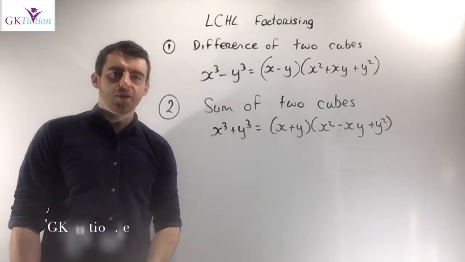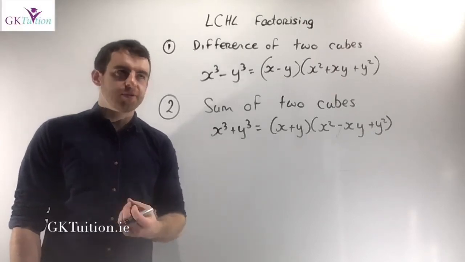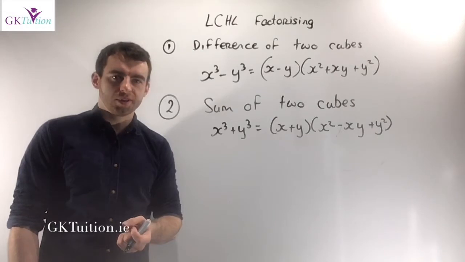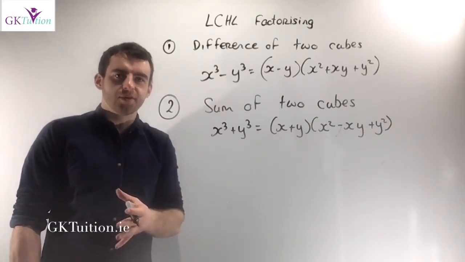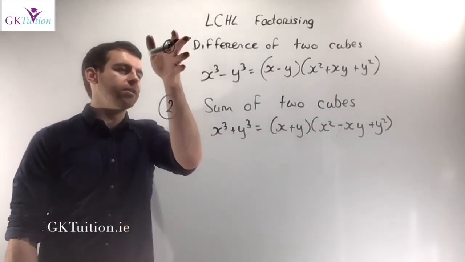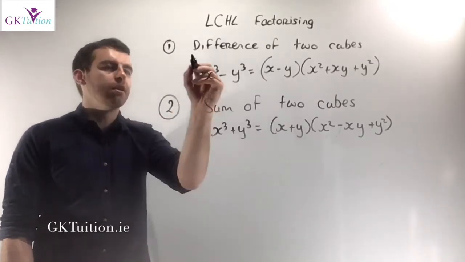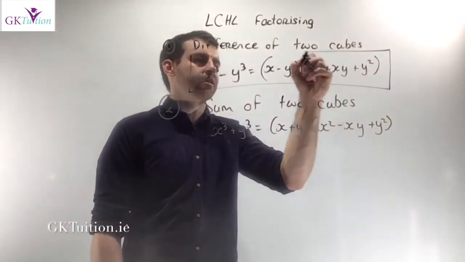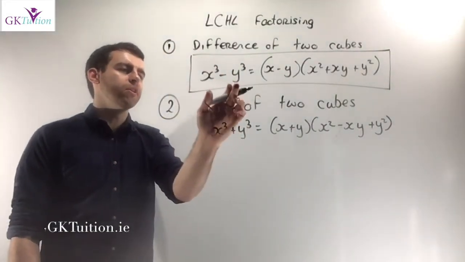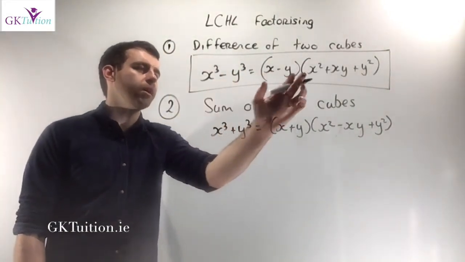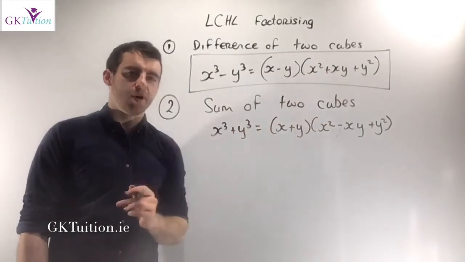Okay, so in this video, we're going to explore the new types of factorising on the Leaving Cert Higher Level course. The only new types of factorising are to factorise the difference of two cubes and to factorise the sum of two cubes. You need to learn these statements. That x cubed minus y cubed is equal to x minus y times x squared plus xy plus y squared.